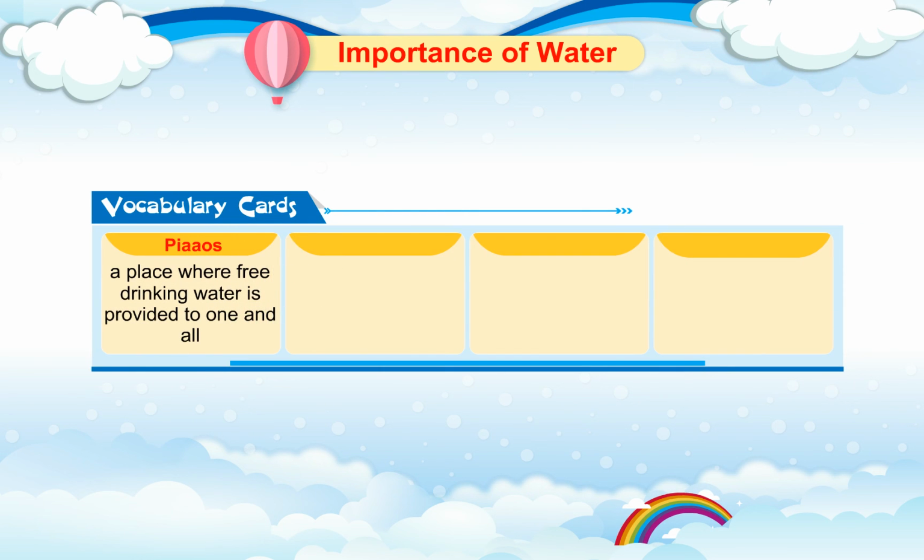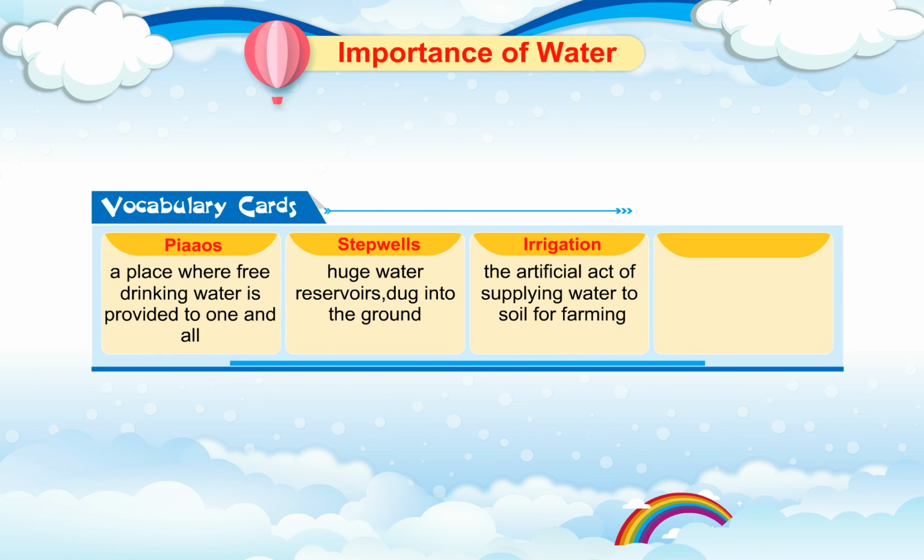Vocabulary cards. Piaus: a place where free drinking water is provided to one and all. Step wells: huge water reservoirs dug into the ground. Irrigation: the artificial act of supplying water to soil for farming. Density: the heaviness or lightness of the object.